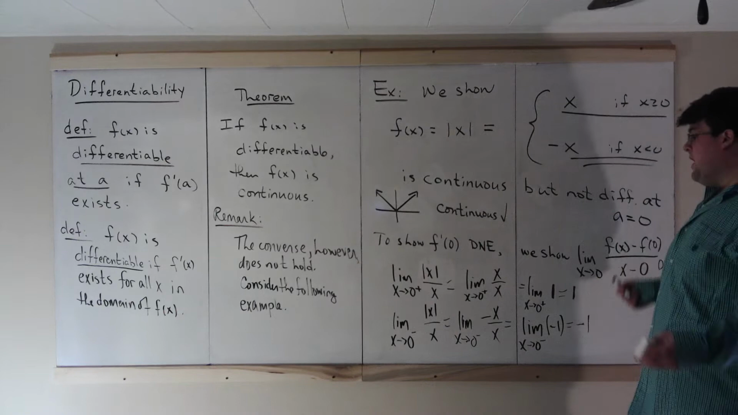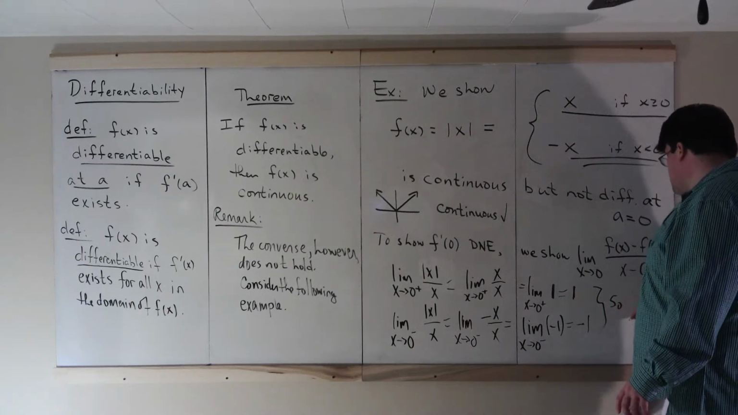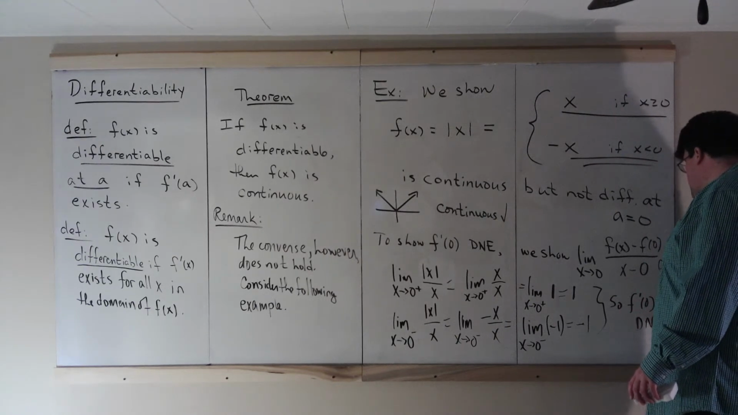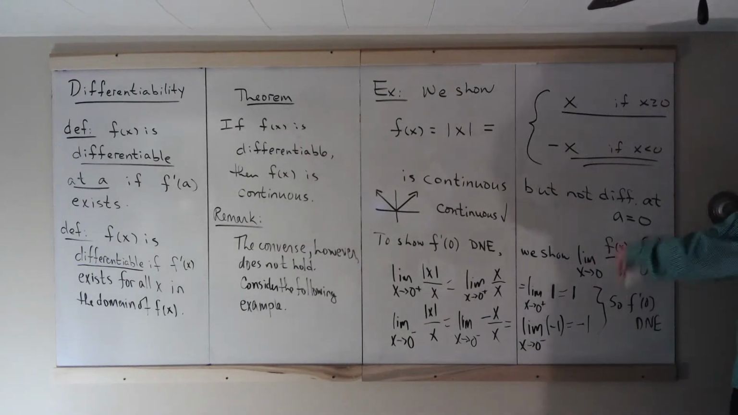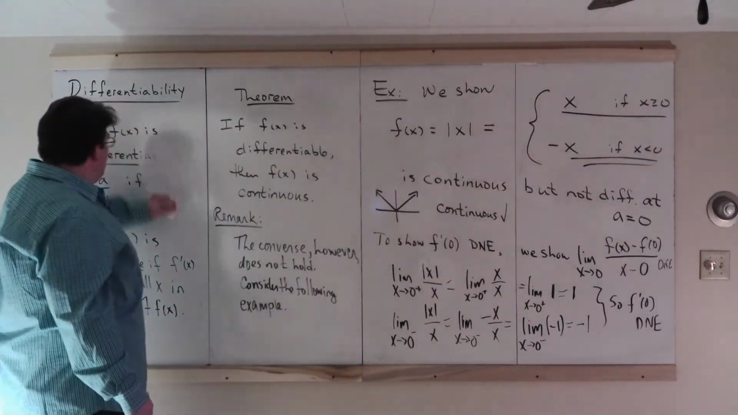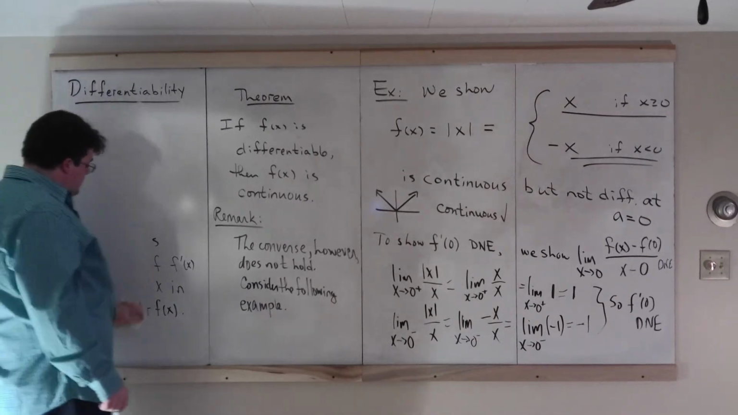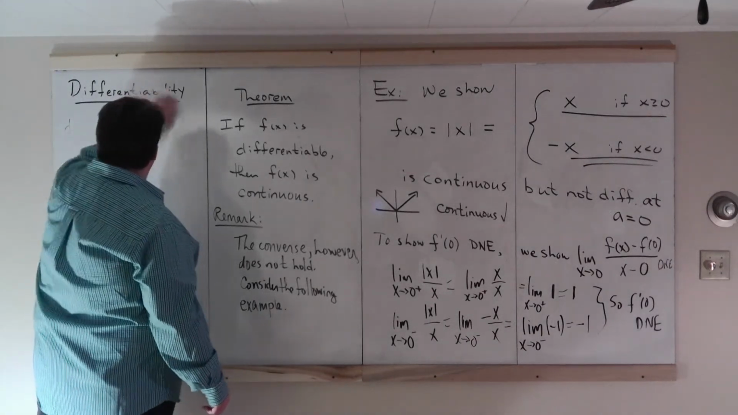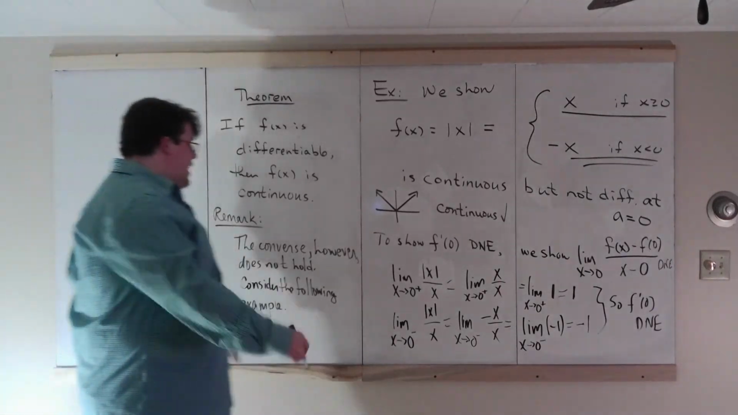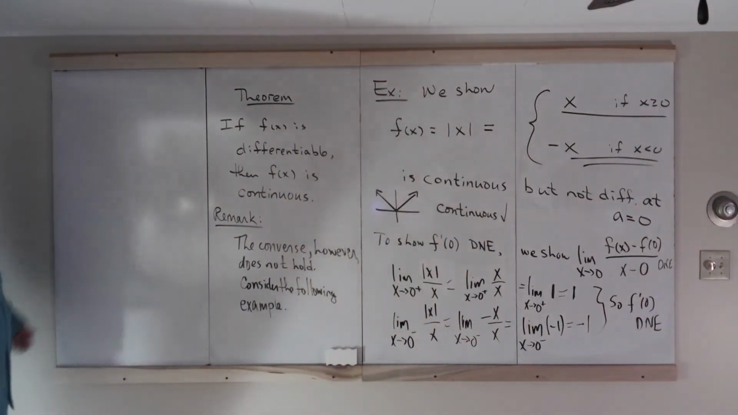So we have that the limit on the right of zero was one, the limit on the left of zero is negative one. So f prime of zero does not exist, because f prime of zero would equal this limit. So what have we actually done there? Well, we found a function which is continuous and which is not differentiable at zero. So we found a function which is continuous and not differentiable.